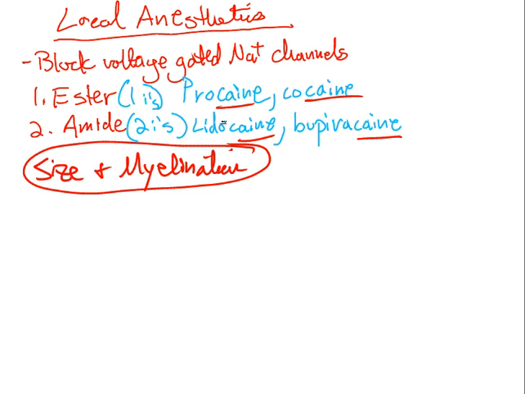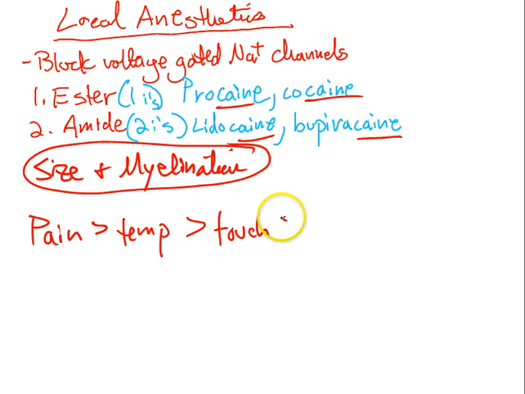Now the fibers of different sensory modalities possess different characteristics. There's a loss of sensations in a specific order. This is important, so pay attention to this. Pain is going to be the first thing that's lost. Temperature is going to be the second, touch is going to be the third, and pressure will always be the last thing that is lost. Pain, temperature, touch, pressure. PTTP. That's what you need to know about local anesthetics.